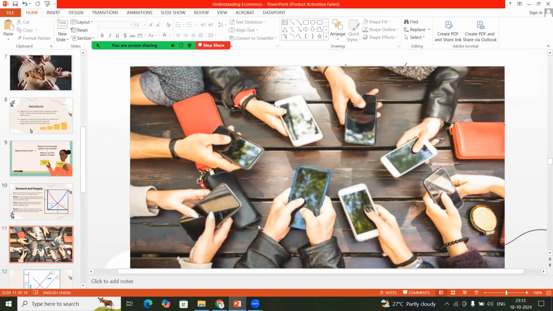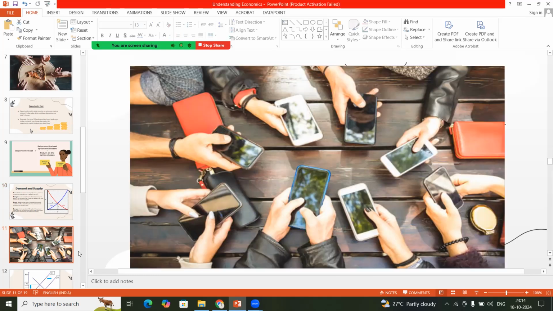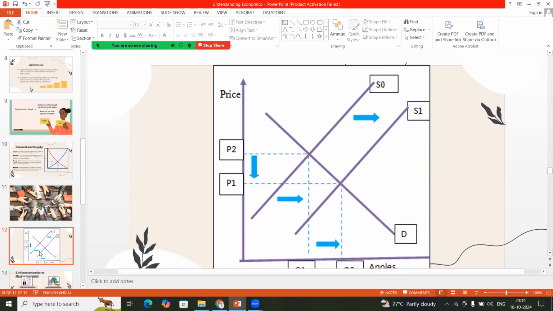You see in this picture, there are lots of smartphones because the demand for smartphones is high. Okay, because if a new smartphone is released, everyone wants it, the demand is high. So this image is showing that.